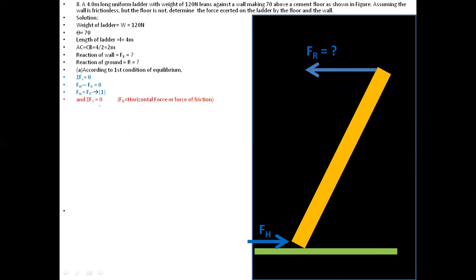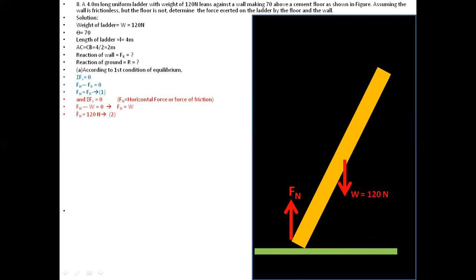Now all the vertical forces must also be equal to 0, so the first condition is applied again, but in the vertical direction, so we neglect the horizontal part and move on to the vertical part. As you can see, they are opposite to each other, but equal in magnitude. So over here, we can say Fn minus W is equal to 0, so Fn is equal to W. Putting the value of W, the value of Fn is equal to 120. So Fn is the same as the weight of the ladder, because it is opposite in direction, but the magnitude is going to be the same.